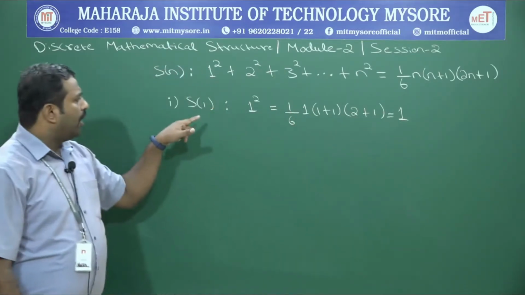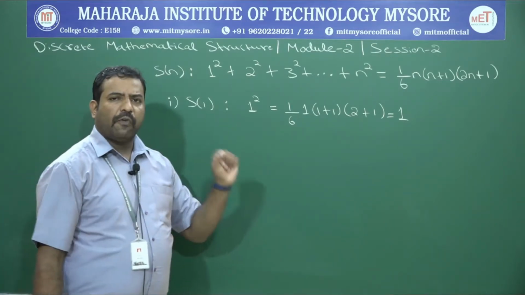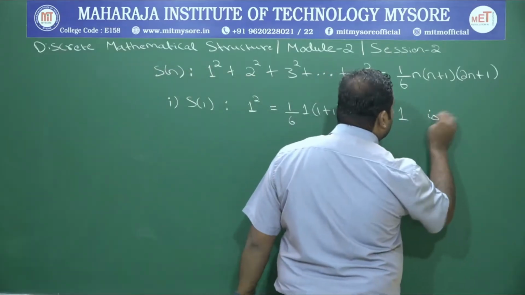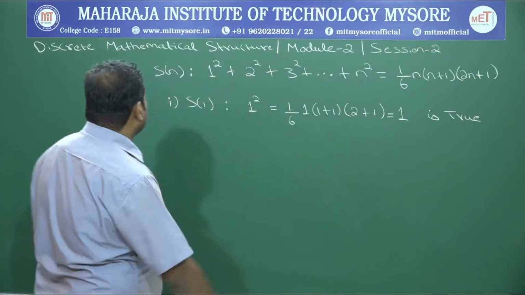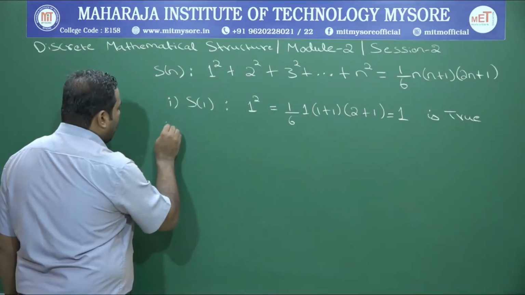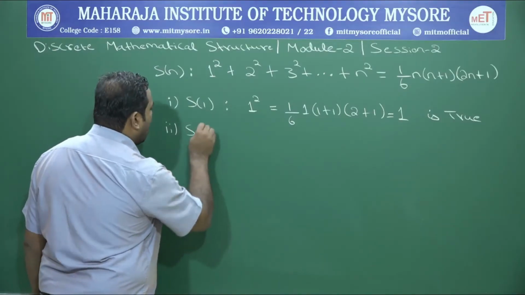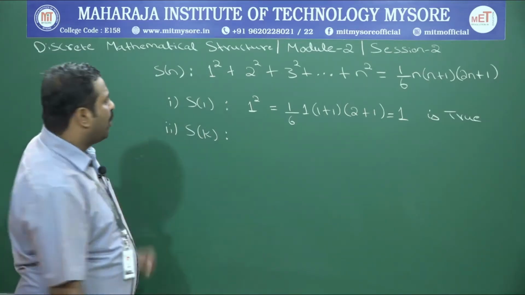Hence, for the first condition to be verified, it is going to be true. So S of 1 is true. Now just check out the second step, in which I am going to assume for S of k.